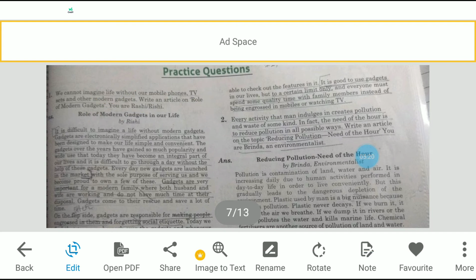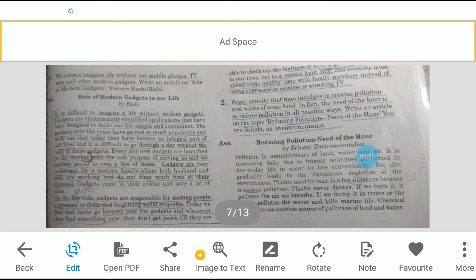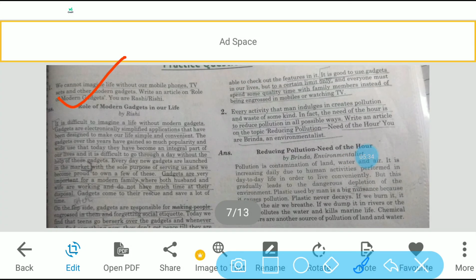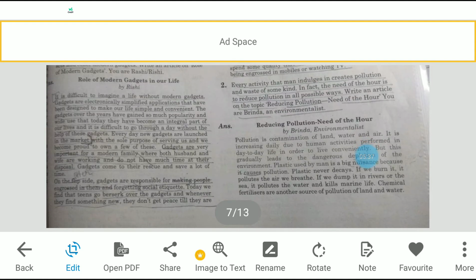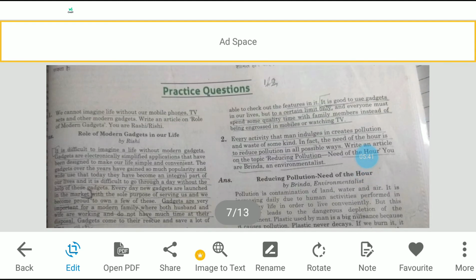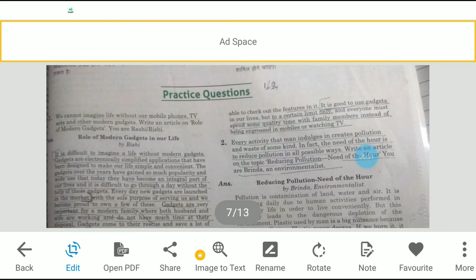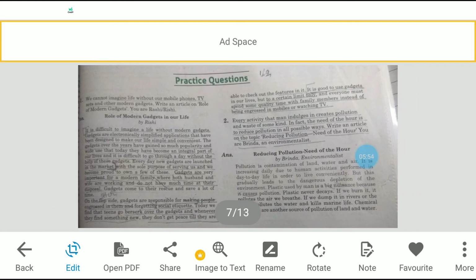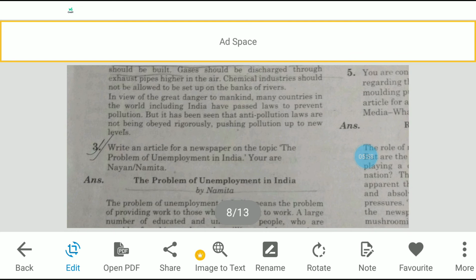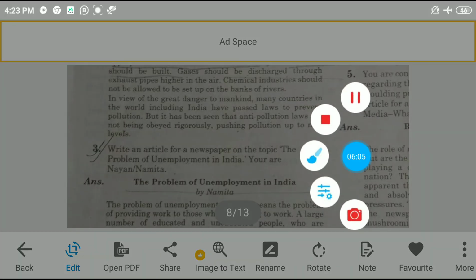You are Rishi. That means you have to suppose that you are Rishi and write an article. So kindly prepare this first article, and another one I have taken, Reducing Pollution: Need of the Hour. Please see these two important articles given in this practice question. Both first and second you have to prepare. One more article you can prepare here, article number 3. You can pause this video and write it down in your fair copy.